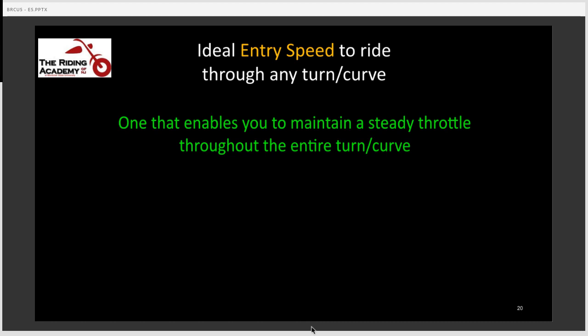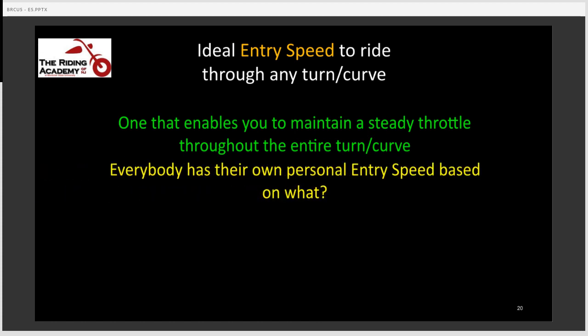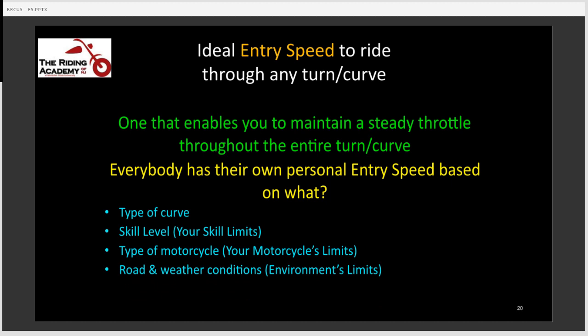Again, good entry speed enables you to maintain a steady throttle throughout the entire curve. But everybody has their own personal entry speed based on what? My entry speed is going to be a lot slower than some of my other instructors. I'm a little older, and their skills are better than mine. So what are some of the things that affect entry speed? Obviously, it's your skill, but also the type of curve and the type of motorcycle. Obviously, a Ducati is going to go through a curve a lot differently than a Harley. They're built differently. And also the road and weather conditions, the environment: whether it's raining, the type of road, whether you've got cracks in it, potholes, and so on.